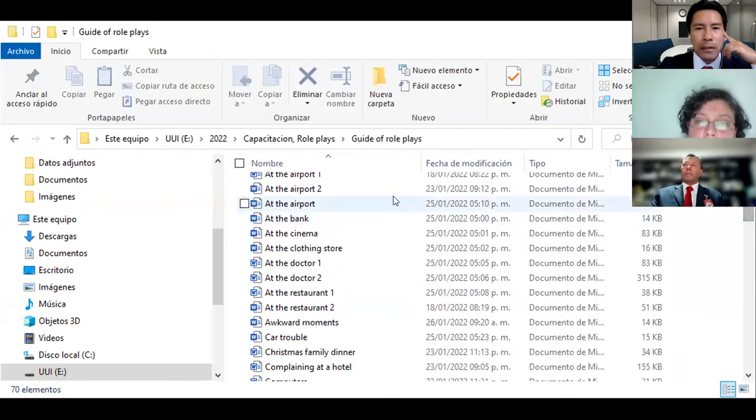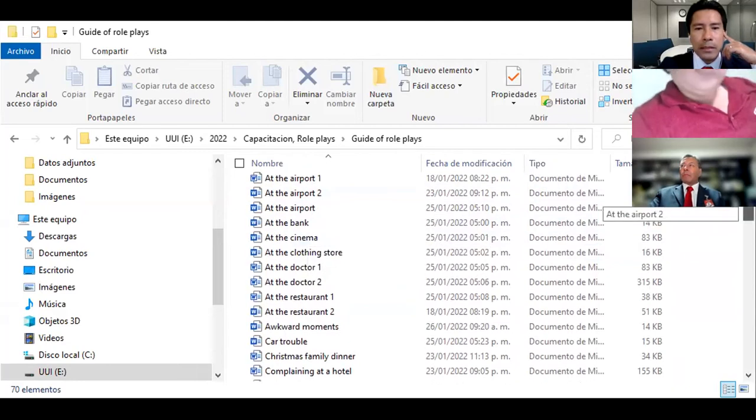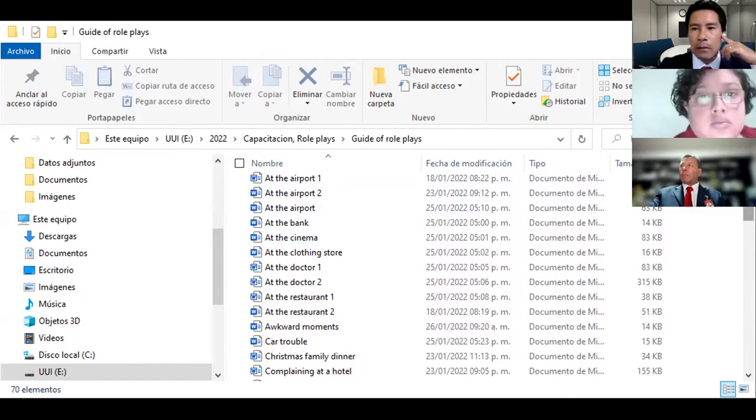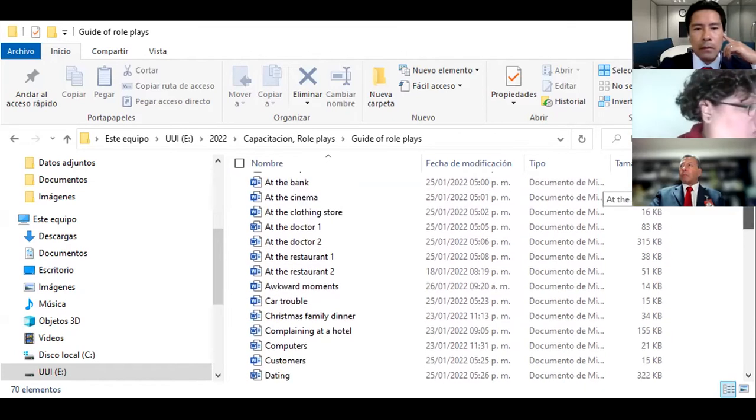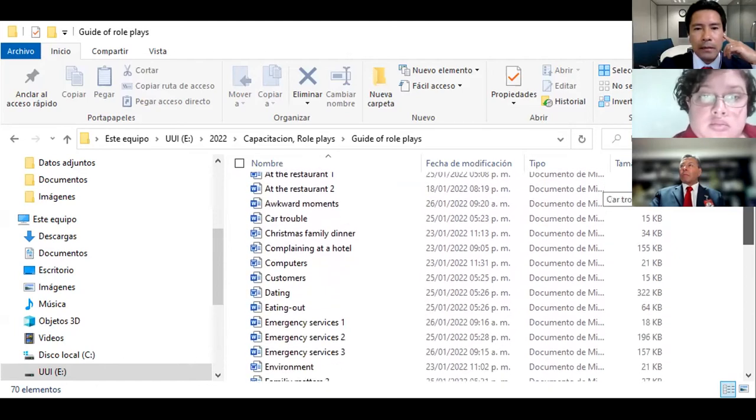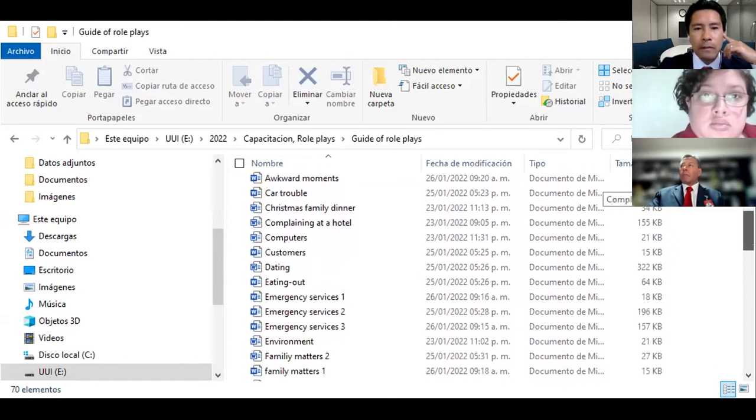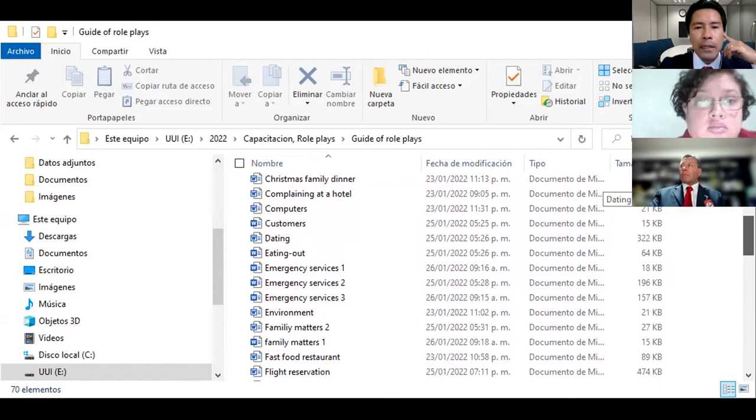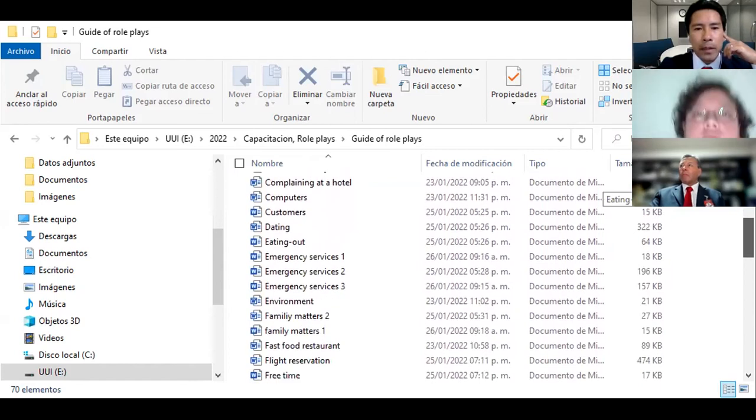Well, here you can see "at", the preposition at, to check the situation. At the airport, at the bank, at the cinema, at the clothing store, at the doctor, at the restaurant, and you can find more than one option. This material will help all of you to have more ideas in the preparation of your role plays.